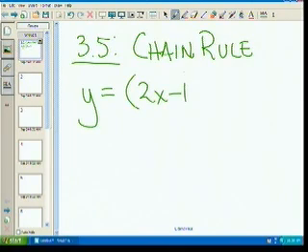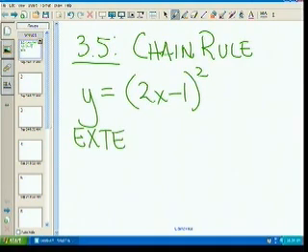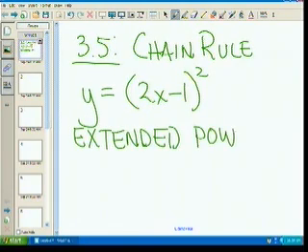I always like to start with one that we can check our answer another way. The way we're going to check our answer is we're going to just square this and find the derivative using the power rule. But the chain rule, let's approach it the first way, and you could really approach this all three ways. Let's approach this as an extended power rule.